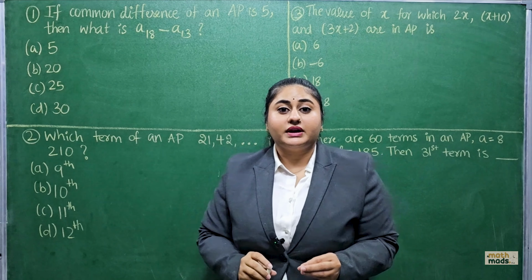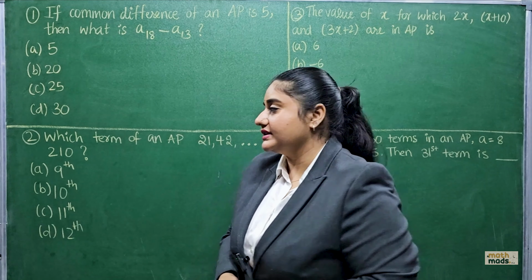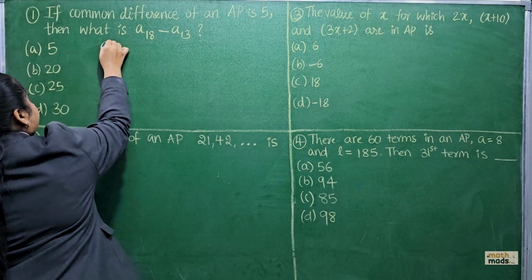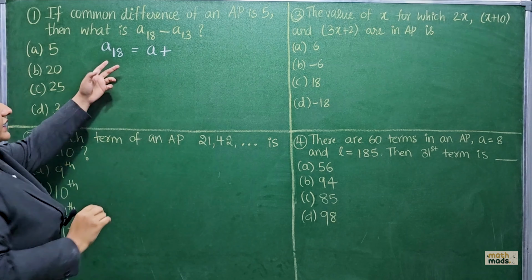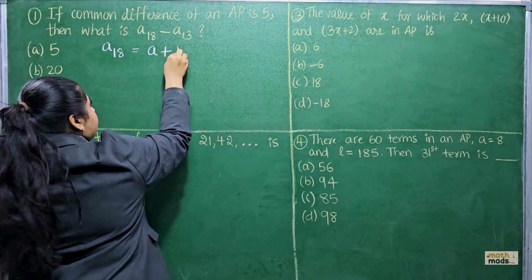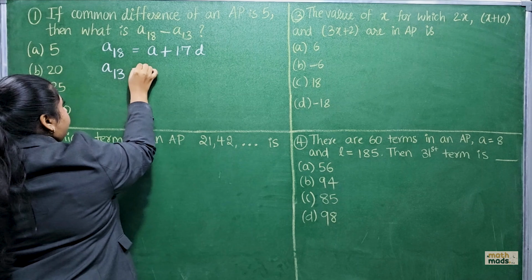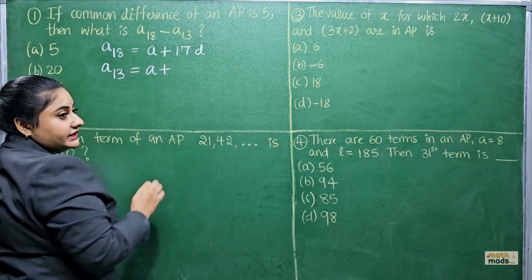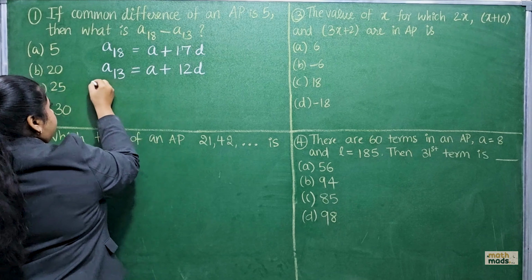So here you have to apply the general term formula, that is an is equal to a plus n minus 1 into d. So a18 will be equal to a plus n minus 1. Here n is 18, so 18 minus 1 is 17d. Similarly, a13 will be equal to a plus 13 minus 1, that is 12d. Now I have to take the difference between these two.